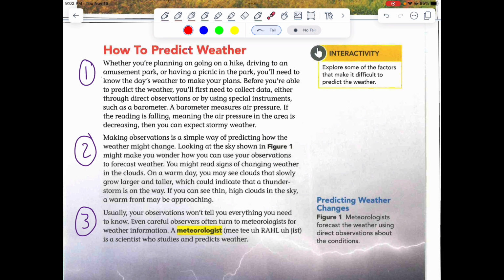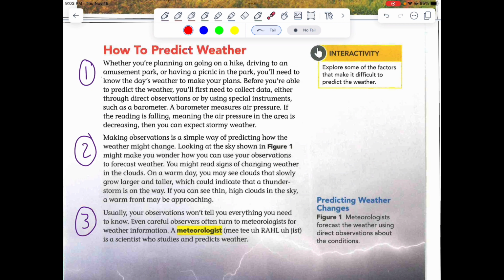Paragraph 2. Making observations is a simple way of predicting how the weather might change. Looking at the sky shown in Figure 1 might make you wonder how you can use your observations to forecast weather. You might read signs of changing weather in the clouds. On a warm day, you may see clouds that slowly grow larger and taller, which could indicate that a thunderstorm is on the way. If you see thin, high clouds in the sky, a warm front may be approaching.